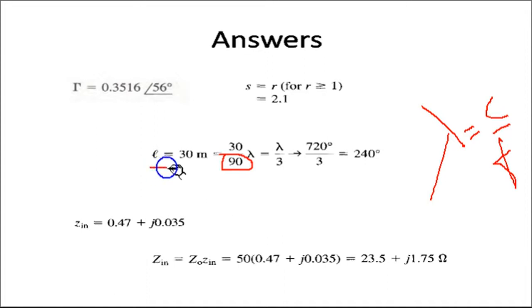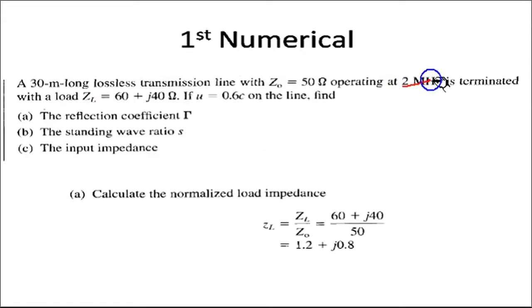The length of the transmission line is given as 30 meters. So 30 meters is how much of 90 meters? 30 upon 90 into lambda, so it is lambda by 3. Perfectly okay. Once I got this lambda by 3, what are those three things? 2 megahertz, this velocity and length, these three things collectively decide just lambda.